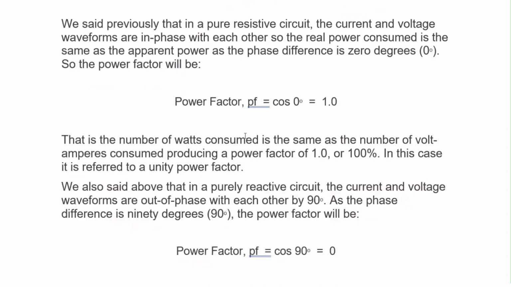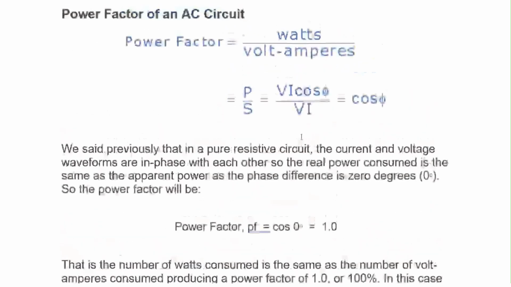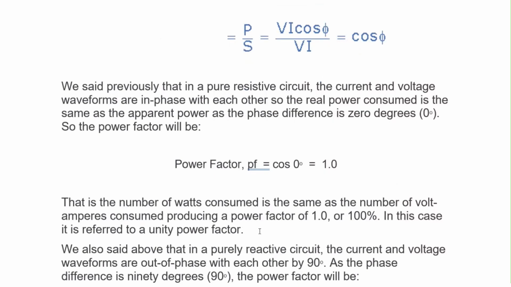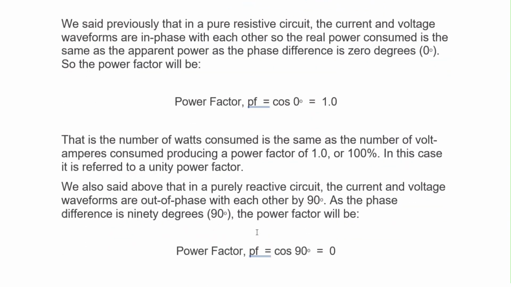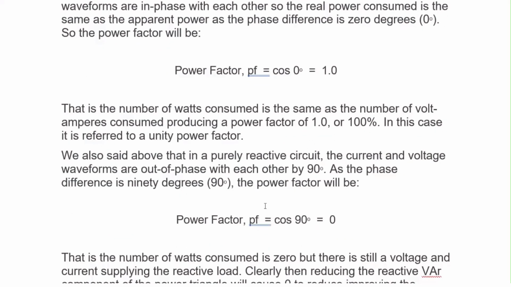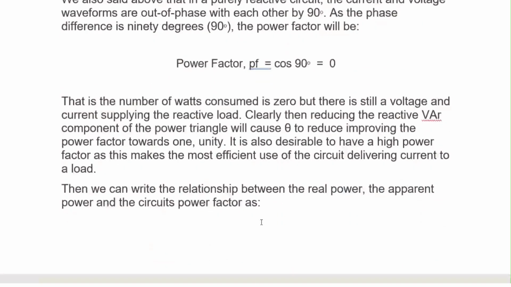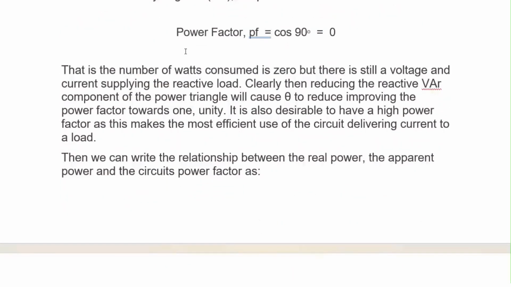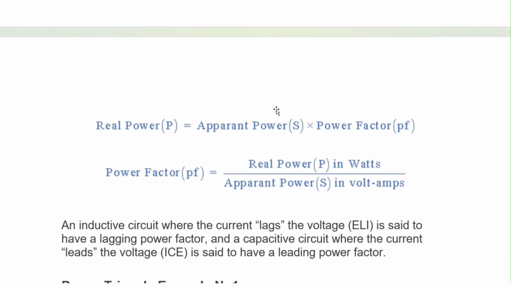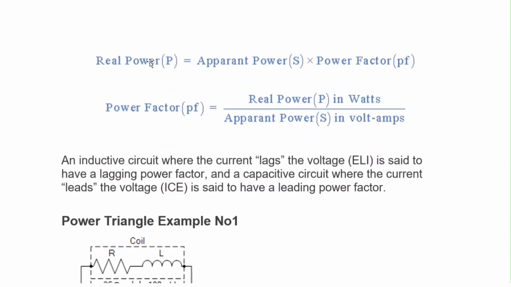So power factor is cos 0 degree. If there is no reactance in the circuit, only resistive circuit is there, then the power factor is going to be 1, and that means voltage and current are in sync. That means there is no phase difference. And here real power is equal to apparent power into power factor.